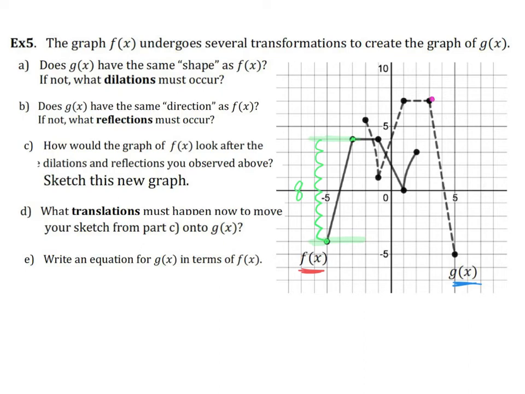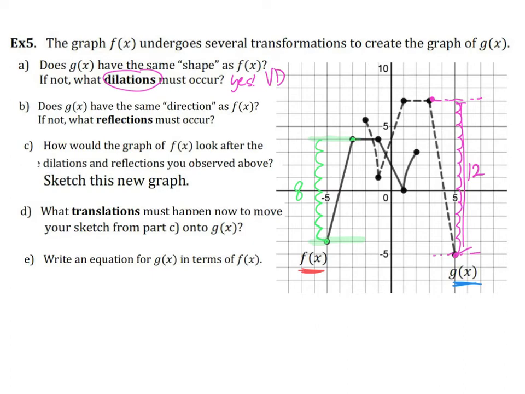Here's the maximum of the new graph, and here's the minimum of the new graph. If I count these, 1, 2, 3, 4, 5, 6, 7, 8, 9, 10, 11, 12, I see that it's not the same. So let's go back to the question. Did a dilation occur? Your answer is yes. What kind of dilation occurred? Well, a vertical dilation certainly occurred because it's a higher distance here. This is 12 units instead of 8. So a vertical dilation occurred.